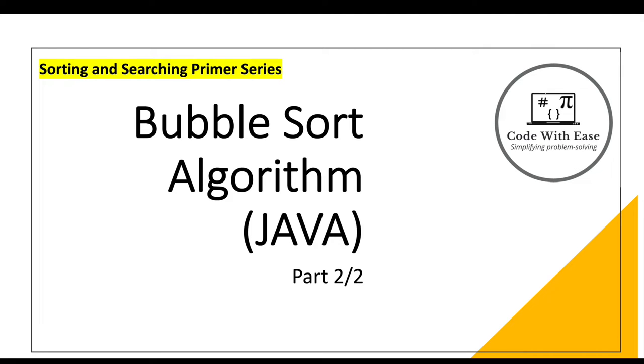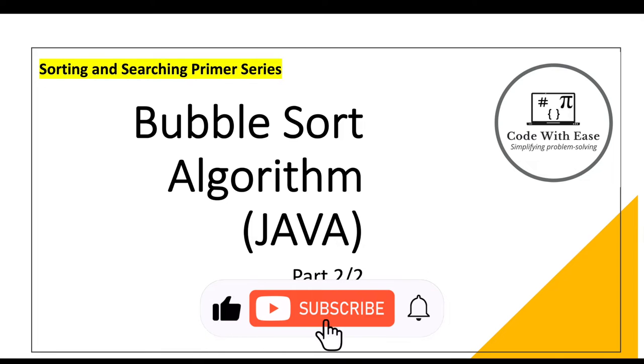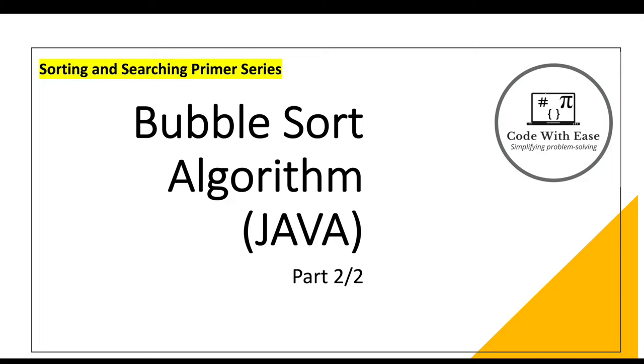Today, as part of the sorting and searching primer series, we are going to discuss part 2 of the bubble sort algorithm. In the previous part, we discussed what bubble sort is, an overview of that, and we also did a whiteboarding and a dry run to understand. In this second part of the series, we are going to see the code implementation in Java for the iterative way of solving this and the recursive way of solving this.